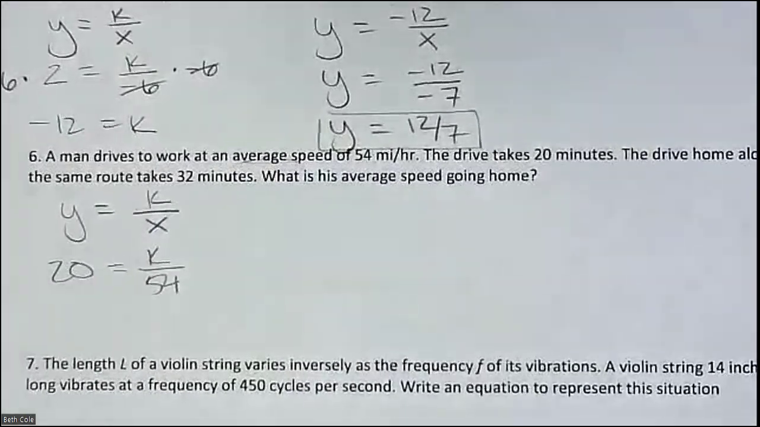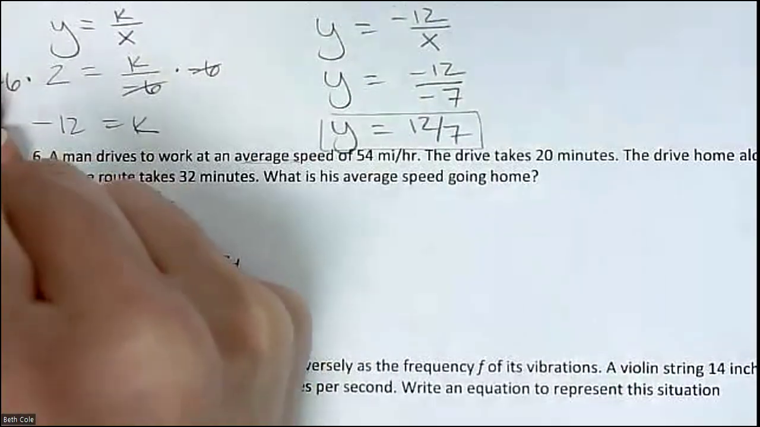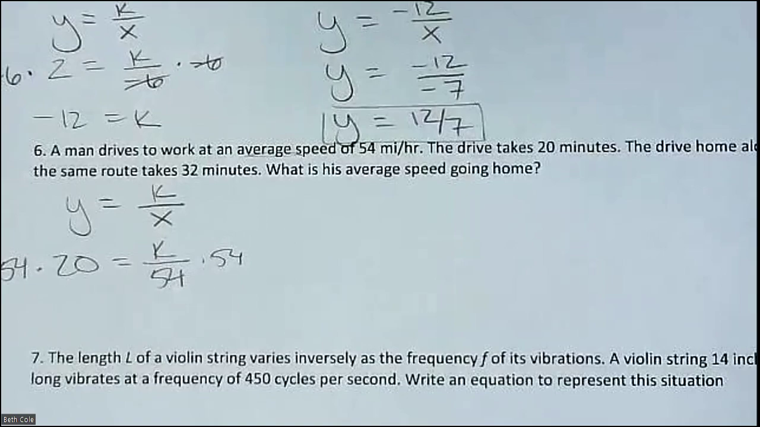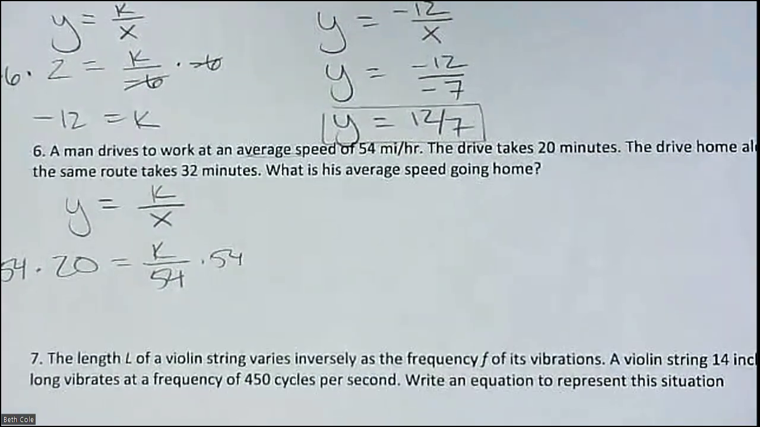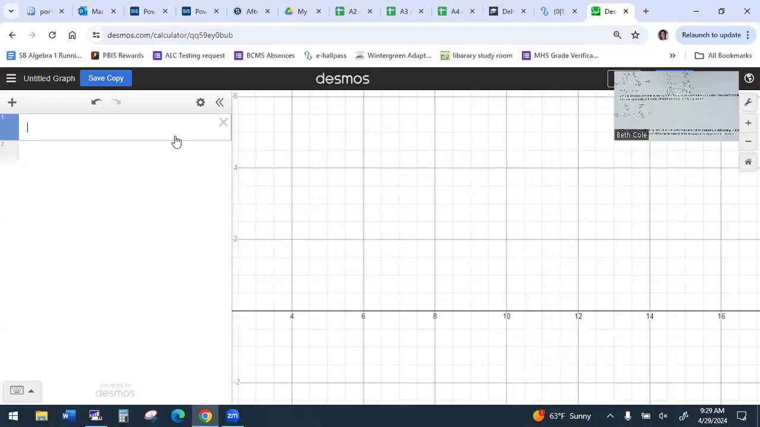What would you do to both sides to solve it? Multiply by 54. The other thing you can do is go, oh, it's inverse, I multiply them, and just multiply them together, right? 54 times 20, you want to estimate that one? You want to give it a guess before I type it in?